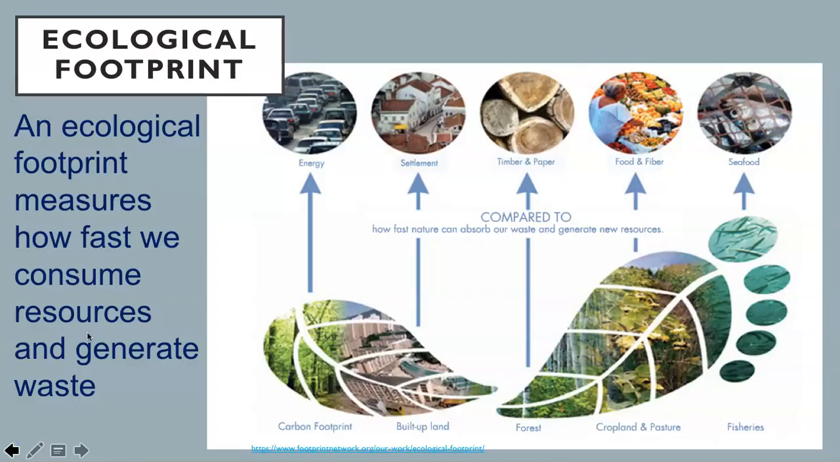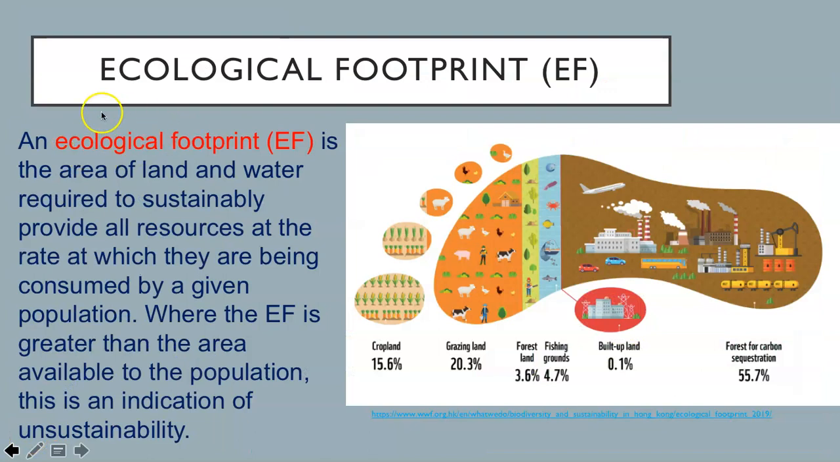An ecological footprint measures how fast we consume resources and generate waste. It is related to our energy usage, our construction, our timber and paper usage, food and clothing, and the fish we eat. It relates to everyday lifestyle choices we make. An ecological footprint is the area of land and water required to sustainably provide all resources at the rate at which they are being consumed by a given population. Where the ecological footprint is greater than the area available to the population, this is an indication of unsustainability.